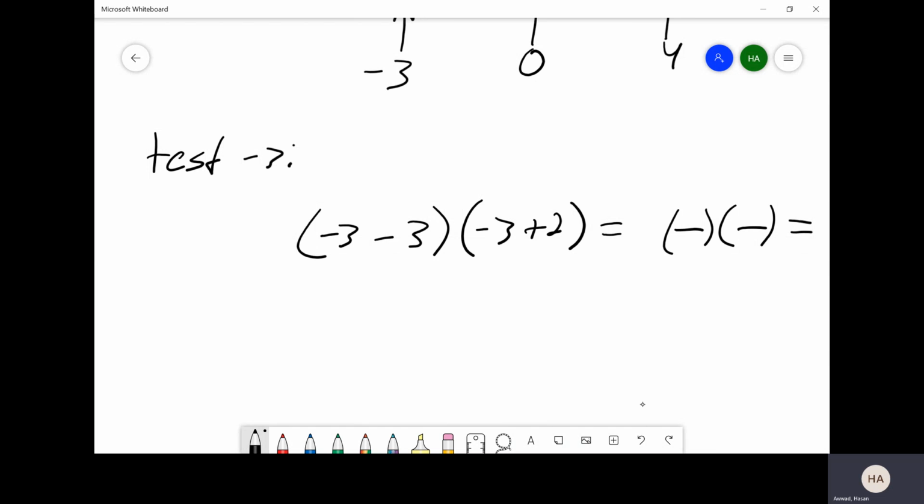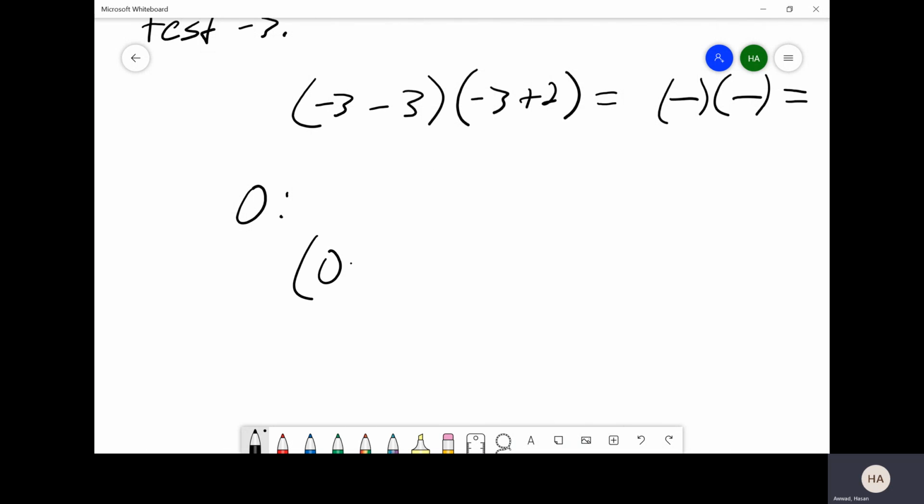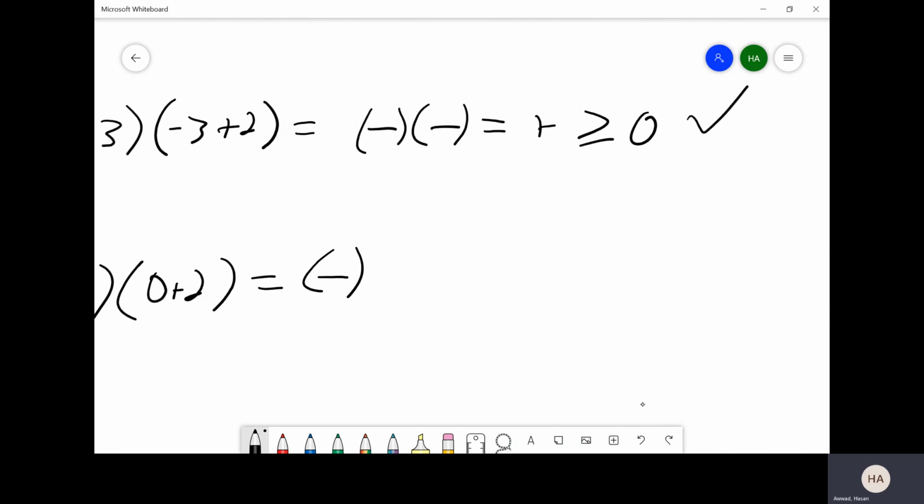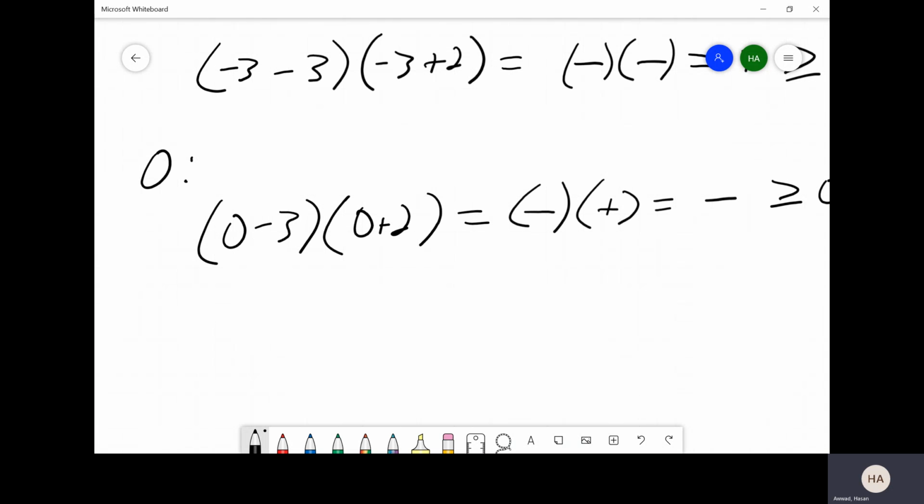So testing the middle, we're testing 0. We're going to have 0 minus 3 times 0 plus 2. Well, 0 minus 3 is a negative number. 0 plus 2 is a positive number. And we know that a negative times a positive is negative. Is a negative greater than or equal to 0? No, right? We don't want negative numbers. We only want positive numbers. So that's not going to work.